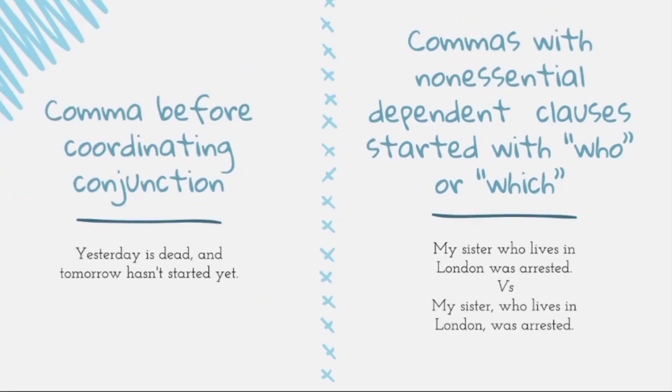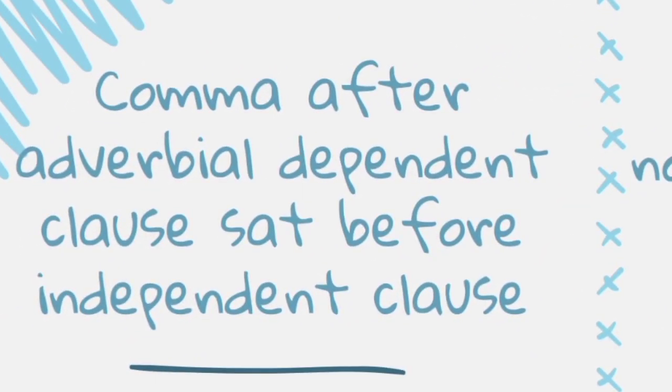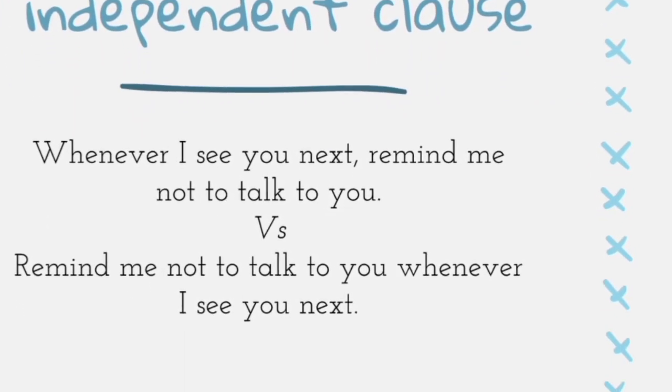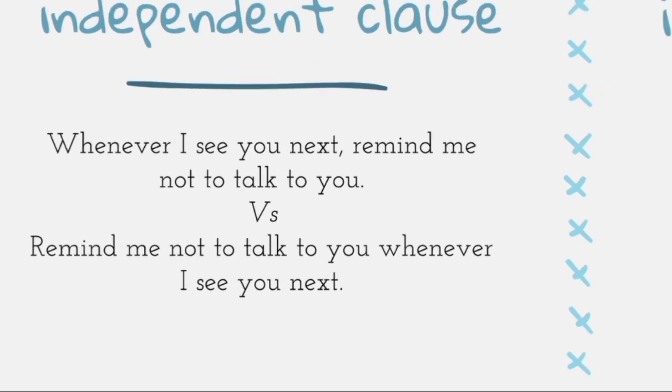Point 3: use a comma after an adverbial dependent clause that sits before the independent clause. Don't use a comma before the clause if it follows the independent clause. For example, whenever I see you, remind me to talk to you. Then the next example, with the clause at the back, has no comma: remind me not to talk to you whenever I see you next.